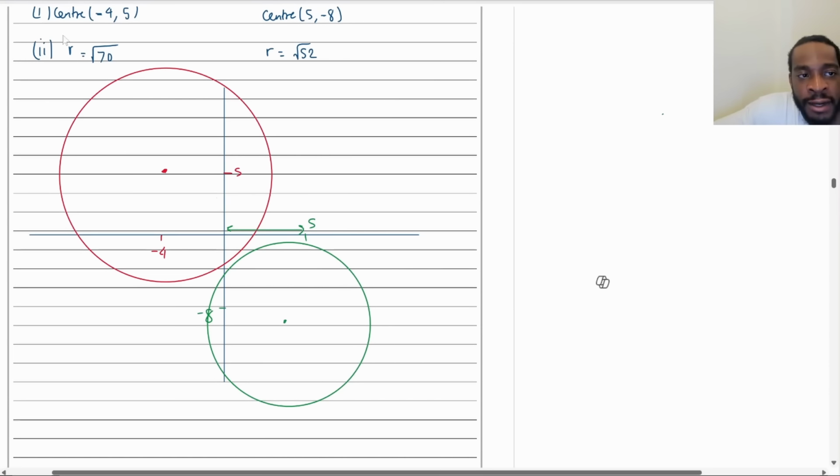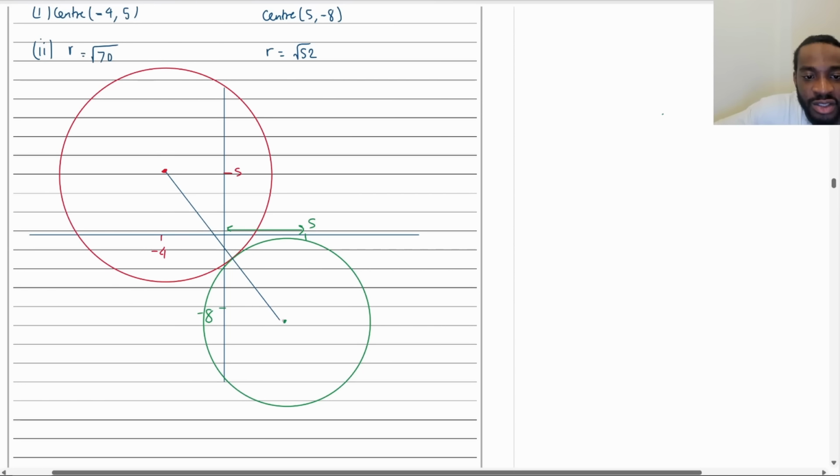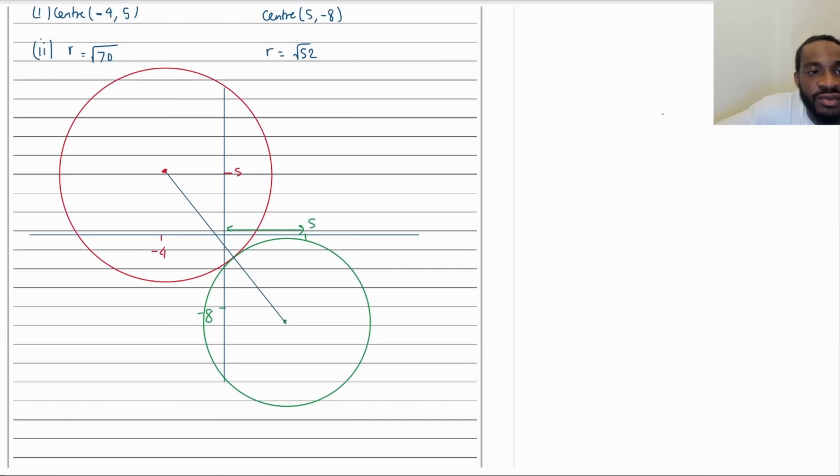Well, if you think about it, if it were to touch, let's say I just let it touch like that, then there's a nice trick that you can do. If I was to do this from this center to that center, then what I can say is, well, what is this? What are the coordinates? This right here is -4, 5. And then this one here is 5, -8, right?